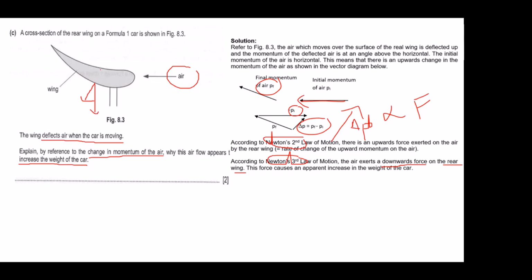So in summary, there's some idea of Newton's second law, which gives me a change in momentum, which can be correlated to force. So by Newton's third law, there's actually a downward force, but there's a certain component of this downward force that goes in the vertical direction. That's why the weight of the car will be increased.